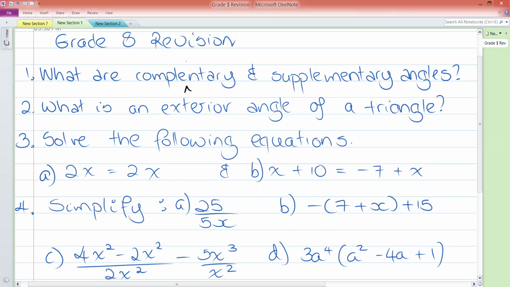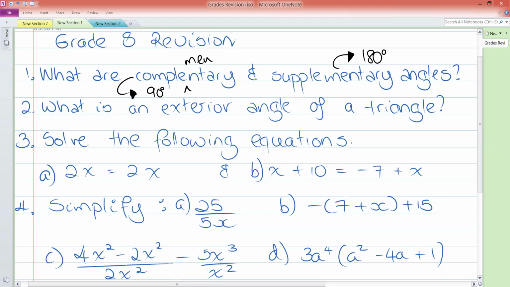Sorry, I left out something here. Complementary. Okay, so what are complementary angles? What are supplementary angles? So complementary angles add up to what? Or maybe let's start with supplementary. What do supplementary angles add up to? 180. Perfect. Then complementary angles add up to 90.